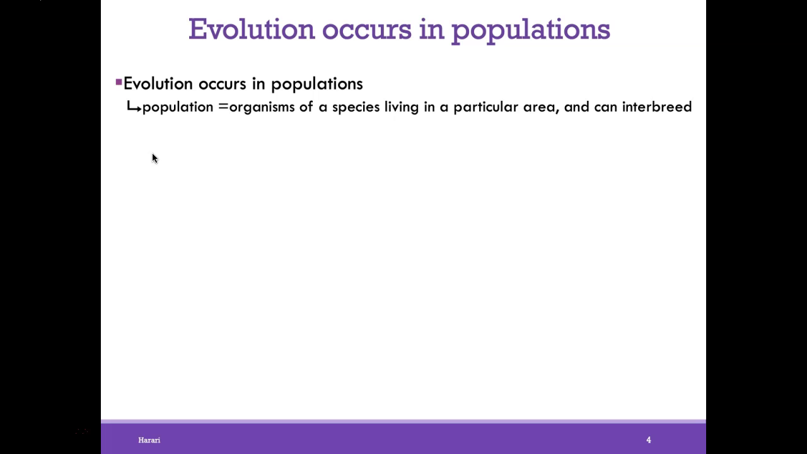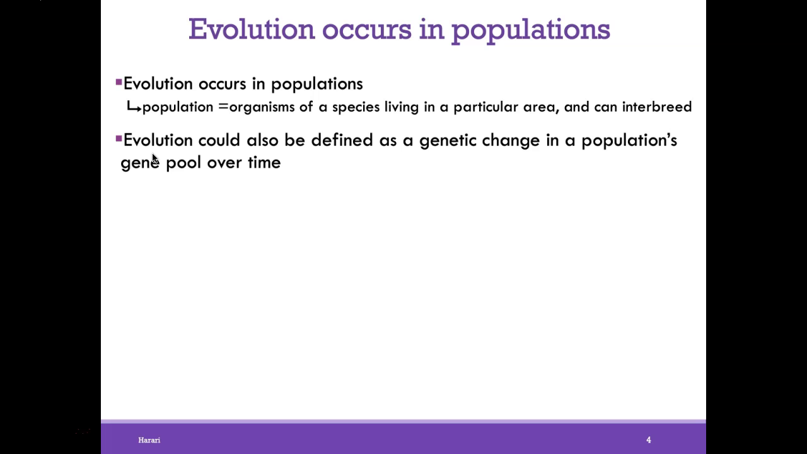What's important to know is that evolution occurs in populations. A population is defined as a group of organisms of a species living in one particular area at a particular time. So a population is organisms of the same species that can all interbreed. We could also define evolution as a genetic change in a population's gene pool over time. So that should be underlined and written down: evolution can be defined as a genetic change in the population's gene pool over time.